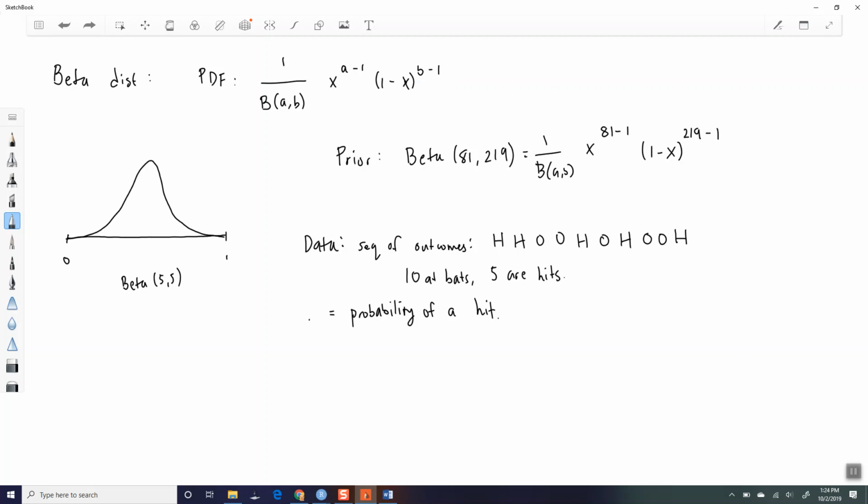Keep in mind here the x up here represents the probability of success, because what we draw from the beta distribution is a value between 0 and 1, which we are using to represent the batting average or the probability of getting a hit. Now when we see our sequence of outcomes, it feels a little bit weird, but here we're going to treat x as the probability of hit. Now what is the likelihood of our data?